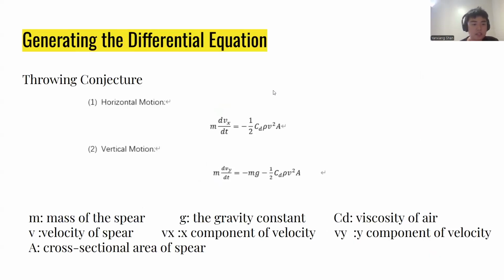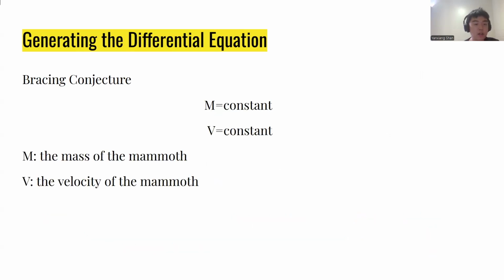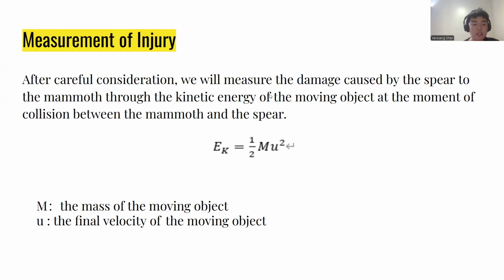In the throwing scenario, we generated differential equations describing both horizontal and vertical motion. These equations incorporate parameters such as the mass of the spear, velocity, and the air resistance. For the bracing scenario, we simplify our approach by assuming the mass and the velocity of the mammoth are constant. And finally, we measure the damage inflicted by the spear on the mammoth using the kinetic energy represented by the formula here. Kinetic energy equals half times m times u squared, where u is the final velocity.